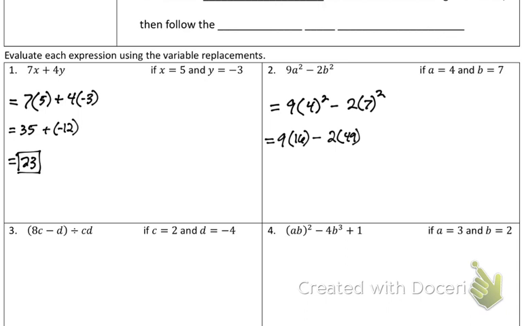All right, now I'm left with multiplication and subtraction. What's next? Multiplication or subtraction? Multiplication. Realistically, what one should I do first? The 9 times 16 or the 2 times 49? We should do the 9 times 16 first.